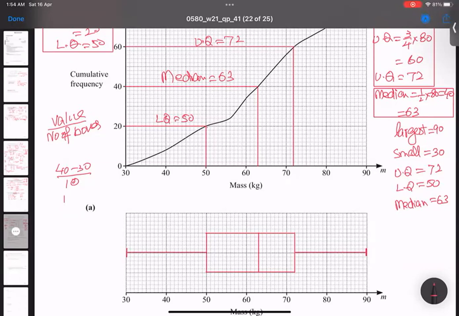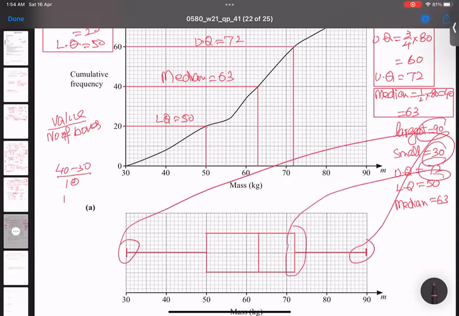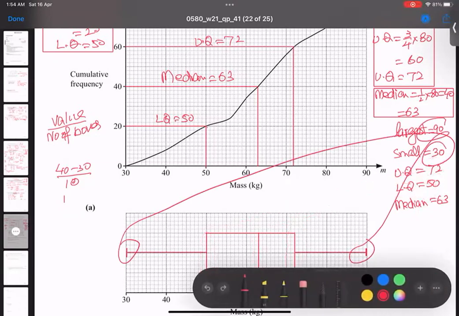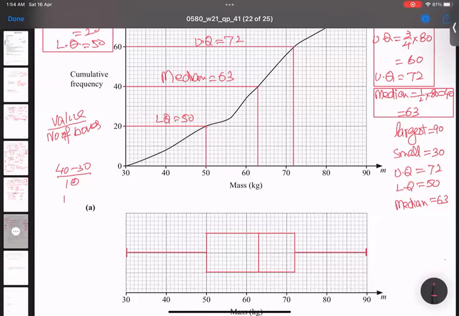I repeat again. The smallest value is 30. The highest value is 90. The upper quartile is 72. The lower quartile is 50, and the median is equal to 63. I'm sure all these points are clear to you, and this question is also clear. Let's go to the next part.